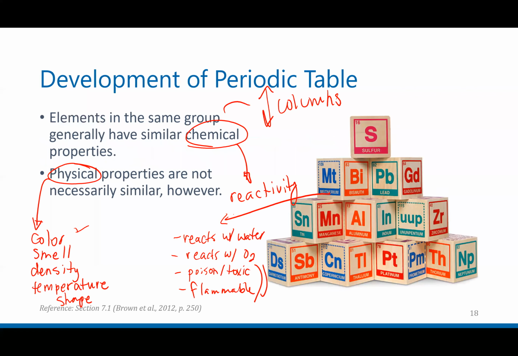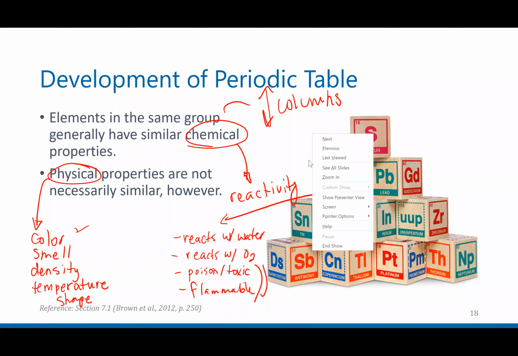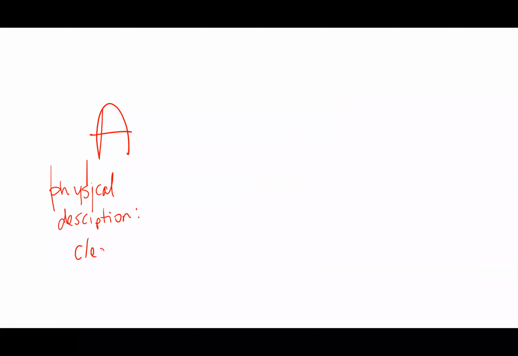So, okay, let's think about it. We talked about this in the lab last week. You see a color change, and a color change tells you that it's a chemical reaction. So what's going on there? Why am I telling you that color is a physical description? Well, I can explain. Say you have chemical A. Its physical description is clear and colorless.